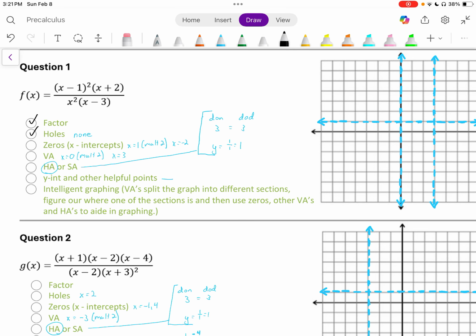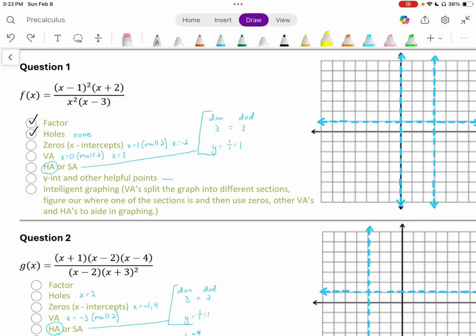Zeros or x-intercepts come from values of x that make the numerator equal 0. So that would be 1 and negative 2. And for the 1 here, that's multiplicity 2. So I have that written there.